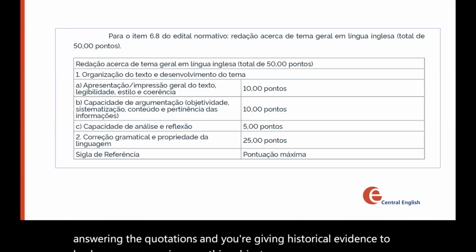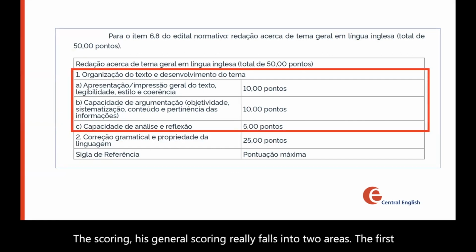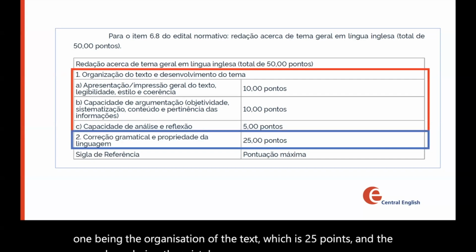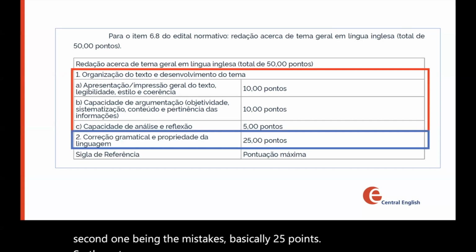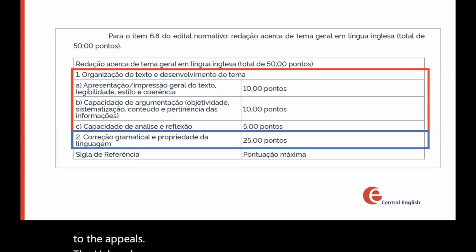So, the scoring. Here's the general scoring, which really falls into two areas. The first one is the organization of the text, which is 25 points, and the second one is the mistakes, basically 25 points. Those two areas, area 1 and area 2, are what we're always going to focus on in trying to argue if the examiner is correct or not when we come to the appeals, or the recursos, as we say, section of the whole concurso.